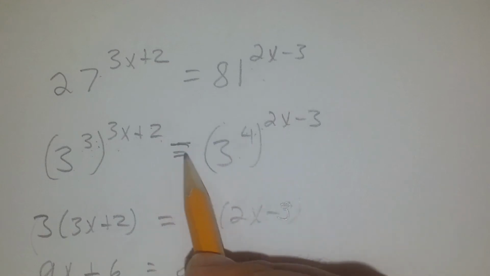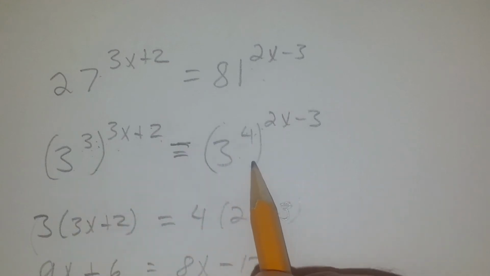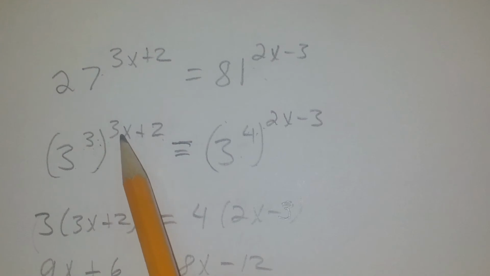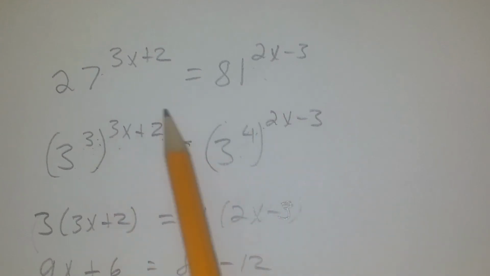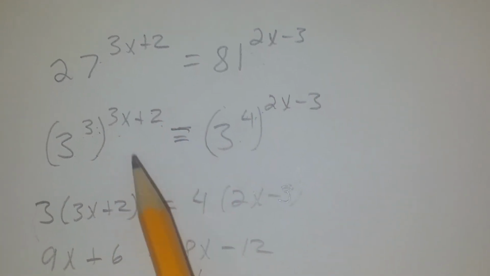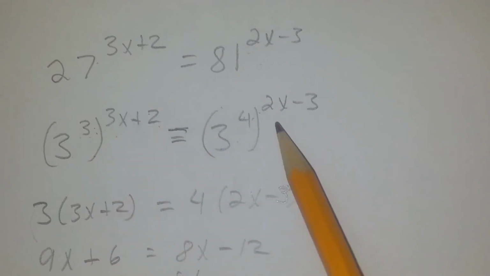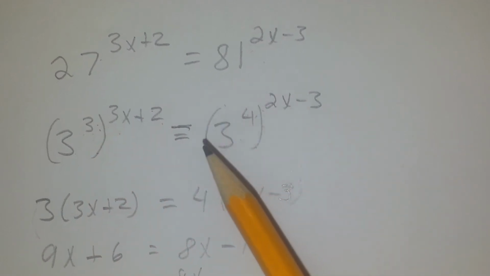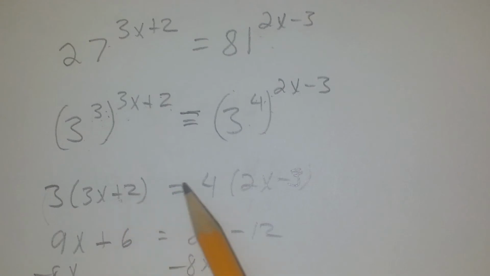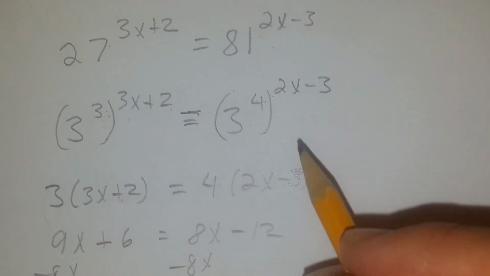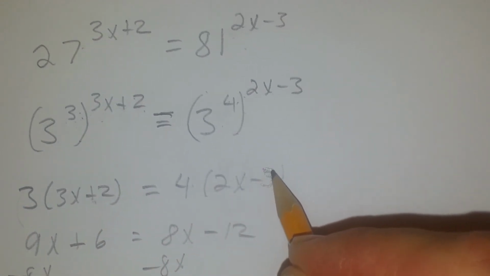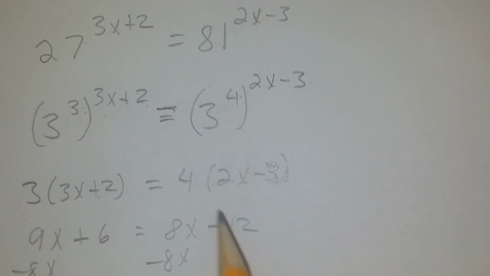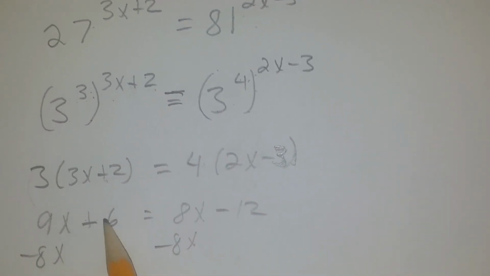If this equals this, then obviously 3 to some power equals 3 to some power, then these exponents need to equal each other. Well, what are the exponents? Remember, we have to multiply this times this and this times this. Okay? So 3 times 3x plus 2 equals 4 times 2x minus 3. Okay? Distributive property, 9x minus 6 equals 8x minus 12.